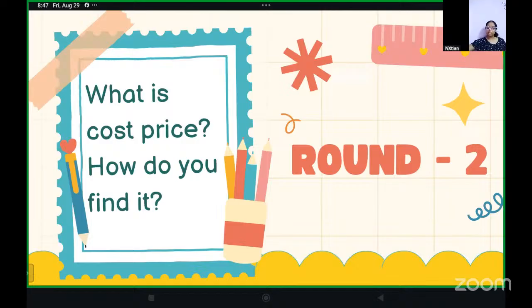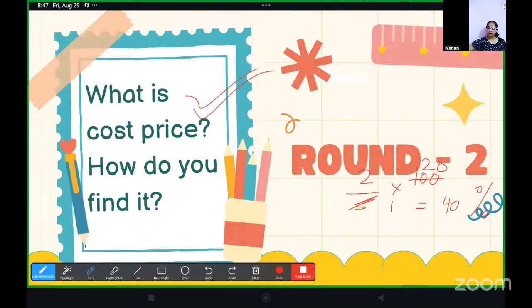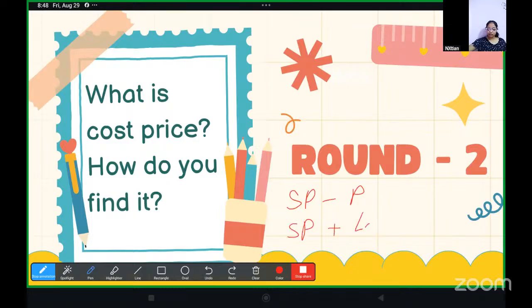Joshua, cost price is... Ma'am, when we add our profit to our selling price... Oh, sorry. When we minus our profit from our selling price, or when we add loss to our selling price, both the conditions give us cost price.